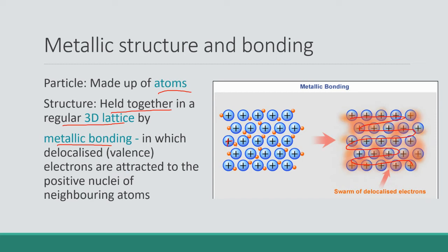So the valence electrons can move through the lattice and this sort of cloud, and they're attracted to the positive nuclei of all of the neighboring atoms, but they're delocalized, so they're not just attracted to one atom, but they can move to the next atom. So we call them delocalized electrons. So that is the feature of metallic bonding.